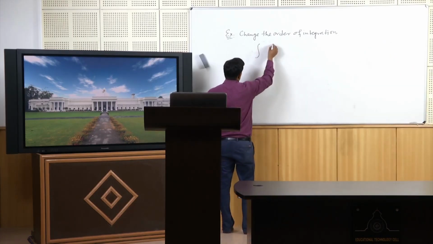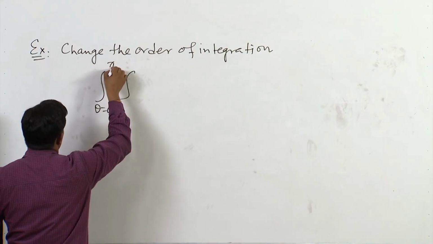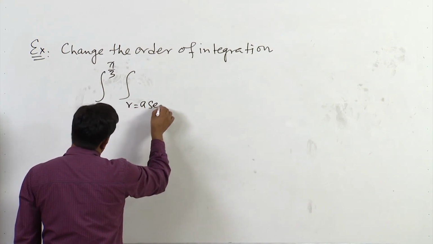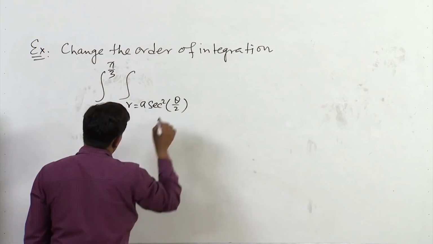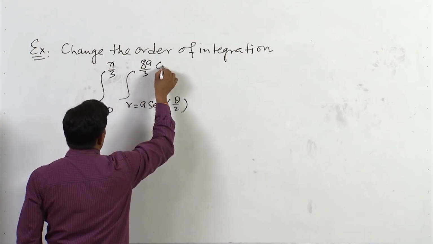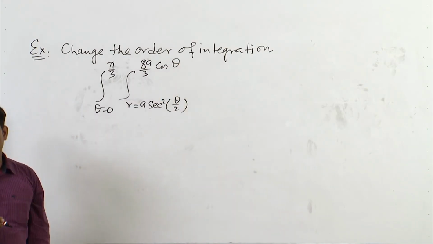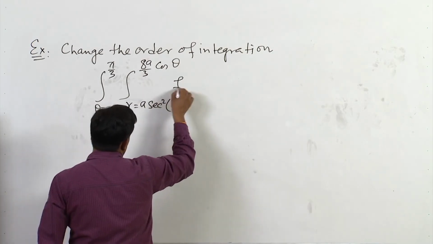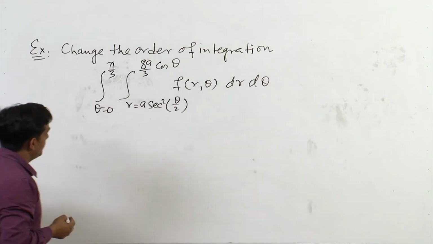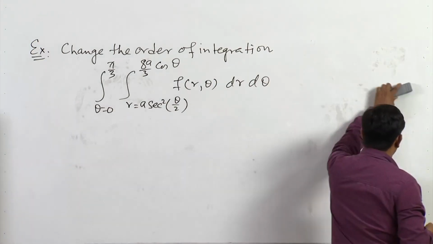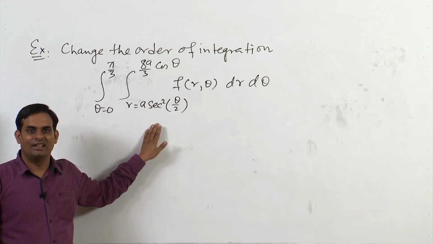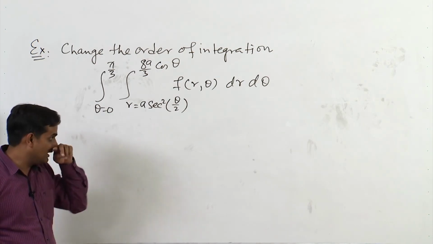Change the order of the integral theta equals 0 to pi by 3 and r is a sec square theta by 2 to 8a upon 3 cos theta, f(r, theta) dr d theta. So, we need to change the order of this particular integration. Here the limits look a bit complicated compared to the earlier example. So, let us see.